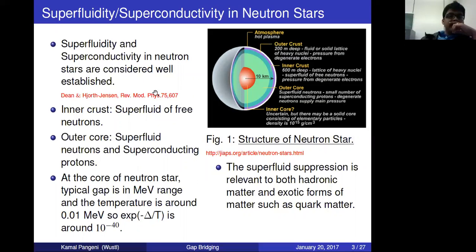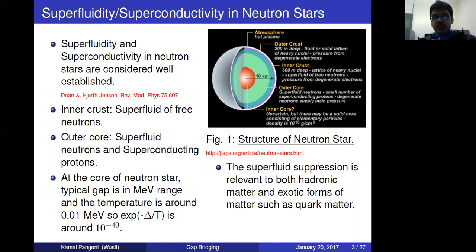Now, the topic of superfluidity and superconductivity in neutron stars is considered to be well established. In the inner crust of the neutron star, we can expect a superfluid of free neutrons and a lattice of heavy nuclei. In the outer core, we have superfluid neutrons and superconducting protons. To give you some numbers, at the core of a neutron star the gap is typically in the MeV range and the temperature is around 0.01 MeV, so the suppression is as large as 10 to the minus 40.